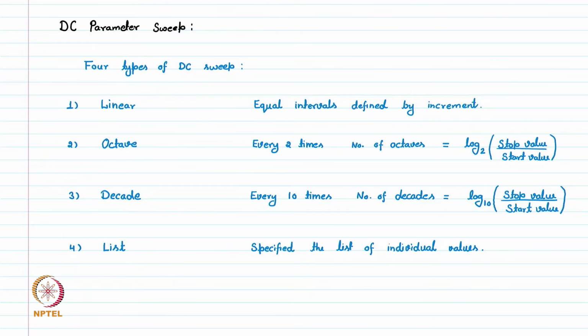Next is the octave. So that simulation is done every 2 times. The number of octaves is log base 2 of the stop value over the start value. Decade is every 10 times in a decade. So the number of simulation points will be log base 10 of the stop value divided by the start value. The fourth type is list, where we are interested only in particular values.